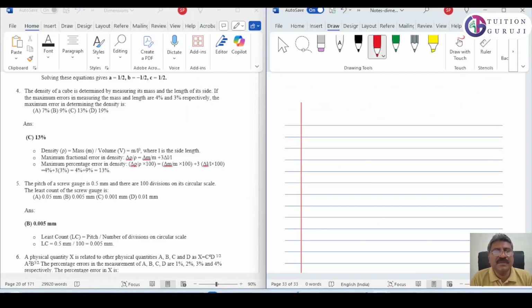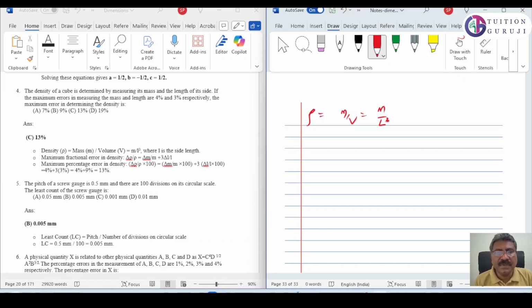The density of a cube is determined by measuring its mass and the length of its side. If the maximum errors in measuring the mass and length are 4% and 3% respectively, the maximum error in determining the density is? We will find out the maximum error in measuring the density. So we know that density is equal to mass per volume. So volume means mass per L, length cube.